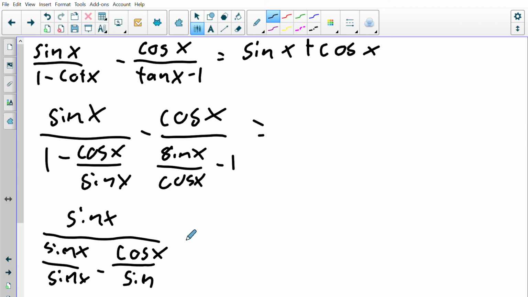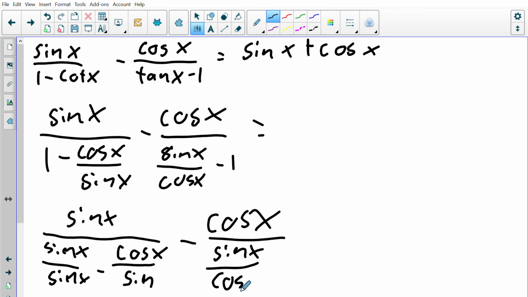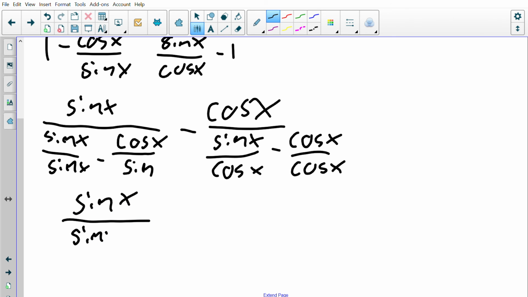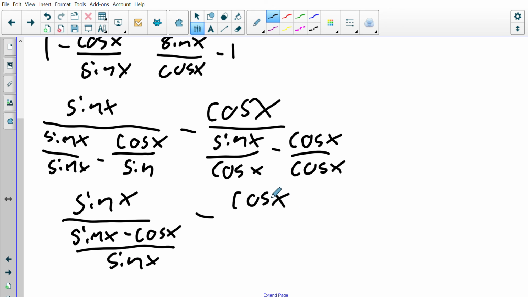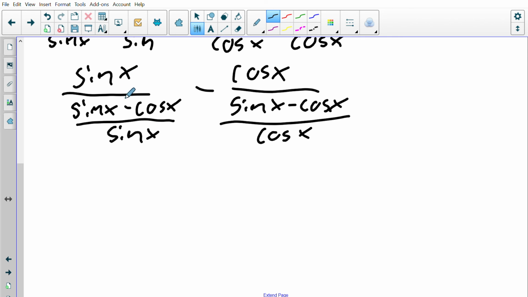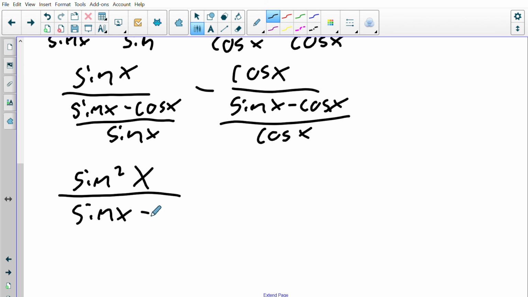Same thing over here, matching fraction. This denominator is cosine. Then I'm going to combine my fractions. So I have sine x over sine x minus cosine x all over sine, whereas over here I have cosine x over sine x minus cosine x all over cosine. So I have a fraction over a fraction, which means flip the fraction and then multiply. So then I would have sine times sine over sine x minus cosine x.